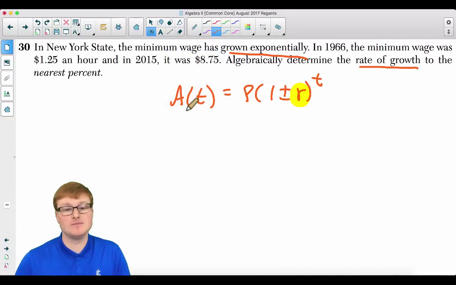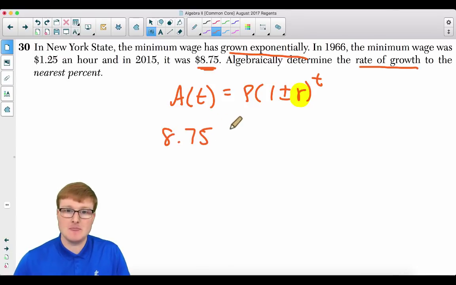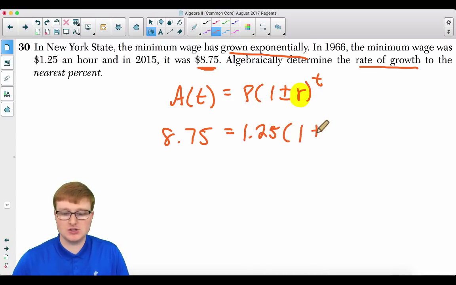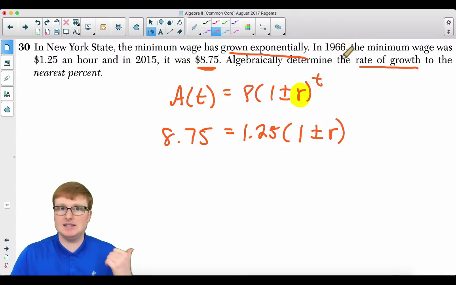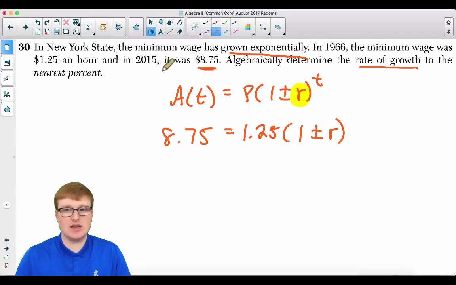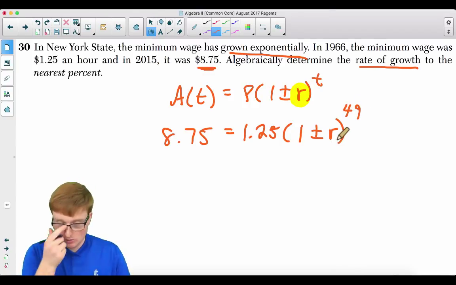Well, how do we solve for R? The final amount that we're looking at is 875. So A of t, 875, is equal to the principal, the starting wage, which was $1.25, times 1 plus or minus the rate raised to the t power. How much time went by from 1966 to 2015? That's 49 years. Just take 2015 minus 1966. Now, we need to solve for R.